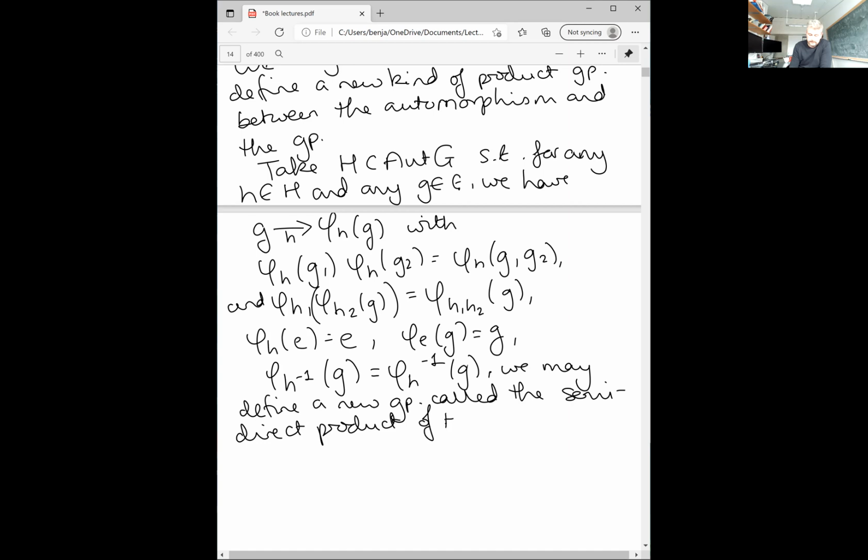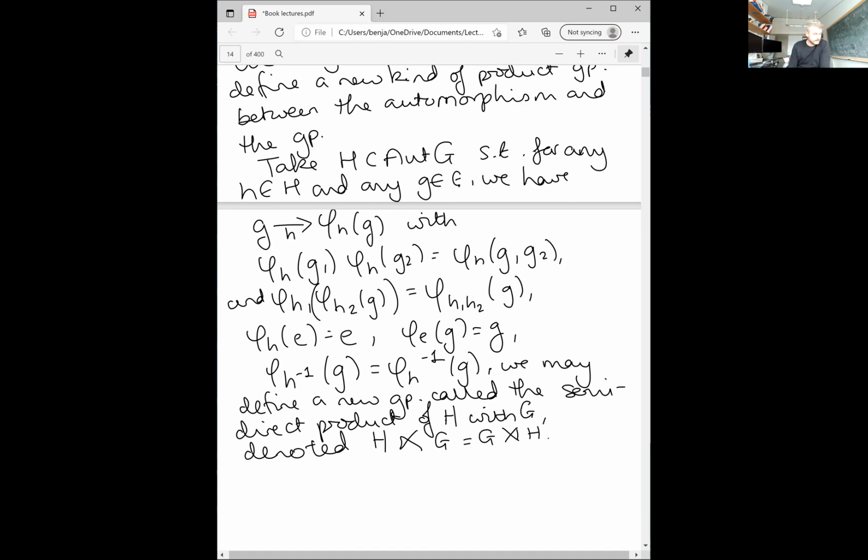And a semi-direct product of H with G is denoted almost like the direct product, but with a little line going on the side of the automorphism. Okay, and as long as you get the line on the automorphism side, it doesn't matter which way you're doing it. We're going to stick with this first way of writing it.